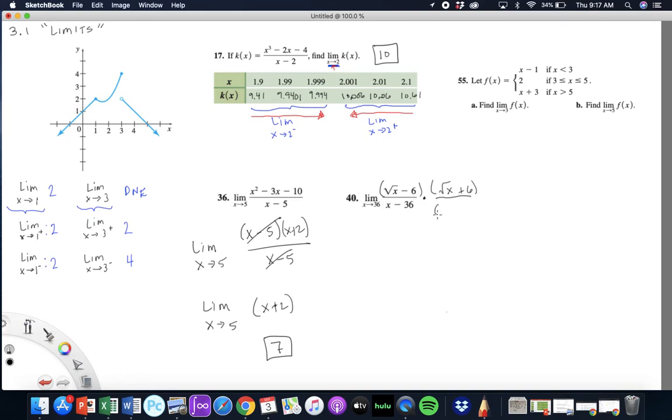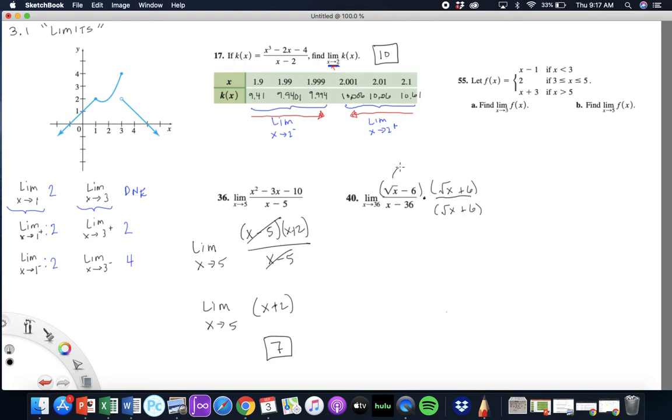Now, I could do this, and maybe it's still not going to work, and which I would say does not exist, but I'm going to try this particular technique. You'll remember that if I take the square root of x plus 6 over the square root of x plus 6, this would equal 1, which doesn't change the value of this function at all, because 1 is a multiplicative identity, meaning if I multiply anything times 1, it still stays the same. So I'm not breaking any rules here.